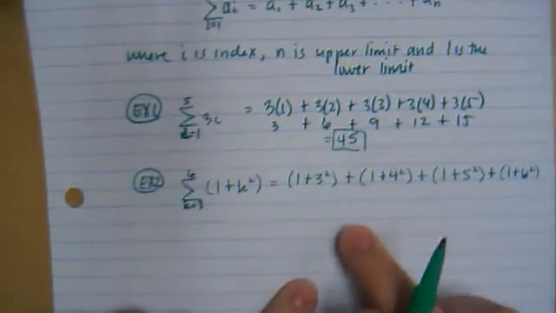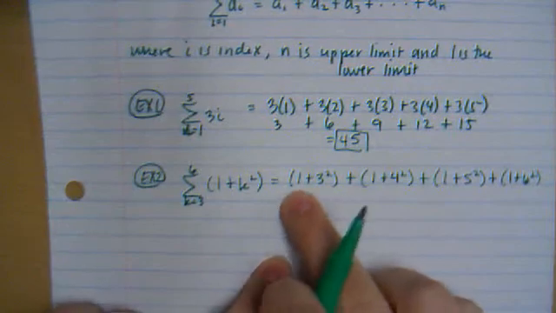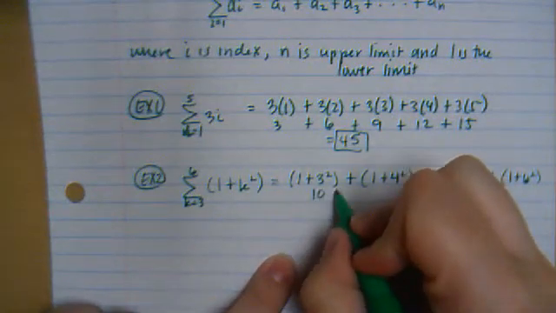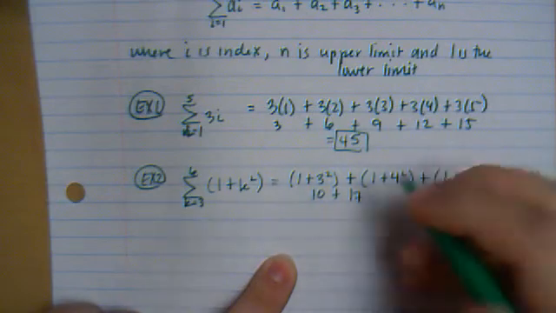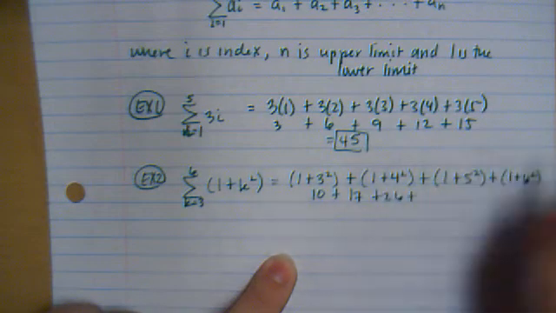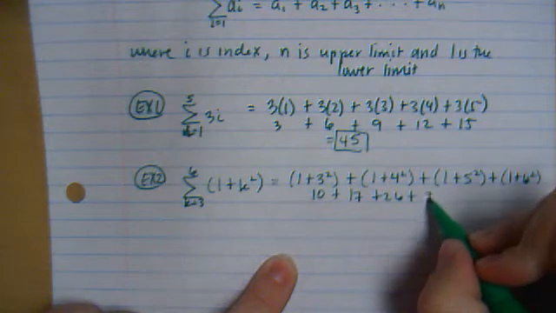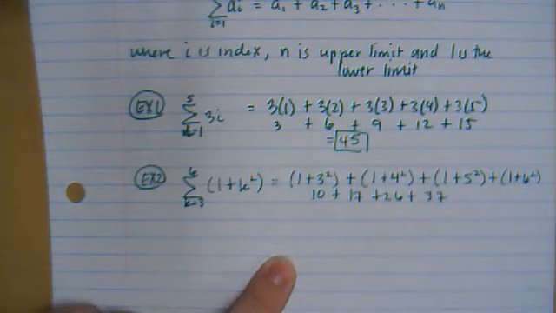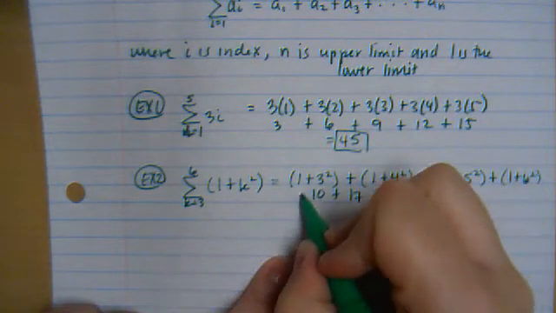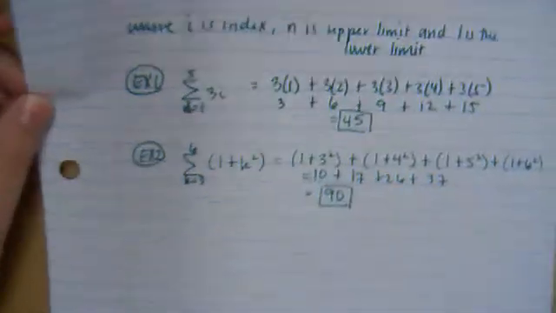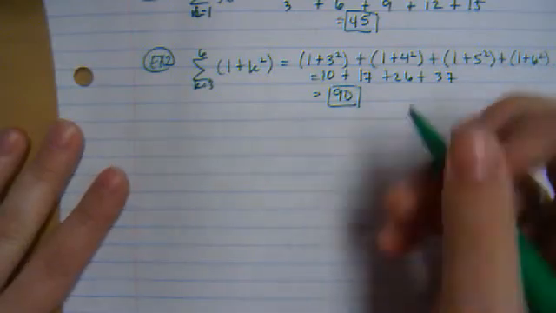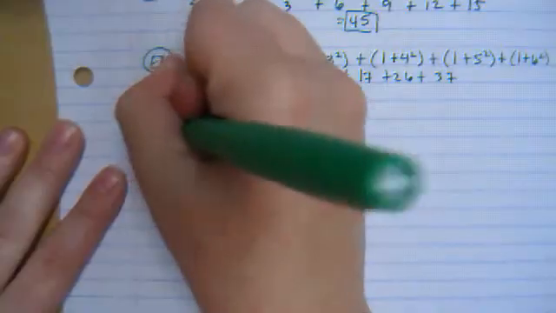Okay, from here I have 3 squared is 9, plus 1, so that's 10. 16 plus 1 is 17. 25 plus 1 is 26. 36 plus 1 is 37. If I add these together, I get 90. So that would be the sum of this expression.